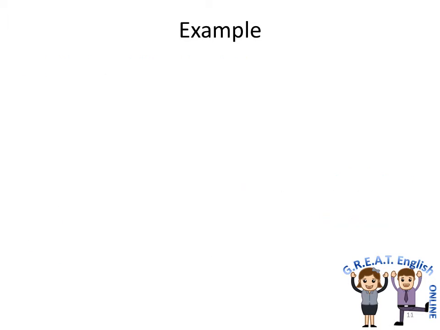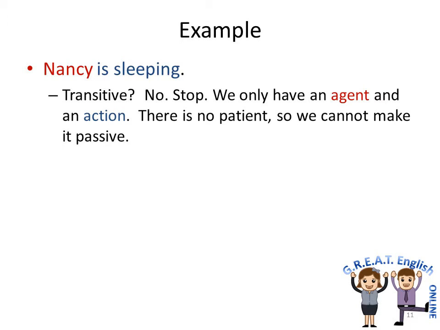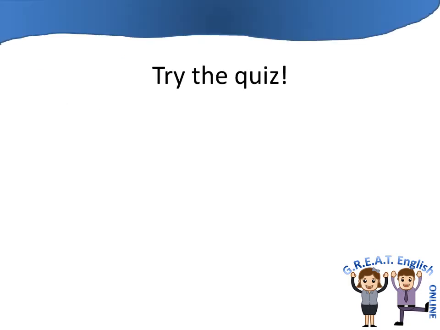Let's try one more. Nancy is sleeping. Is this transitive? No. We have an agent and an action, but we don't have a patient. So we have no patient, we cannot make it passive.